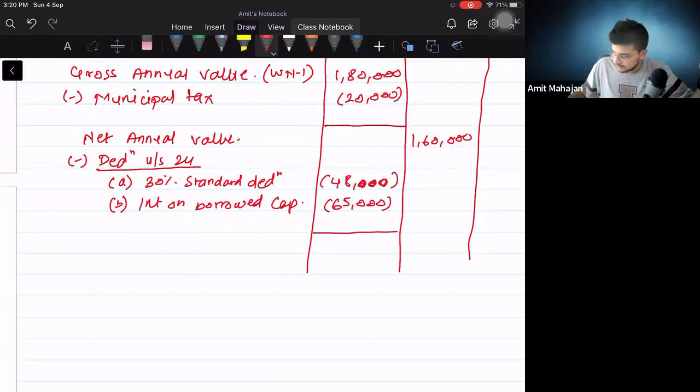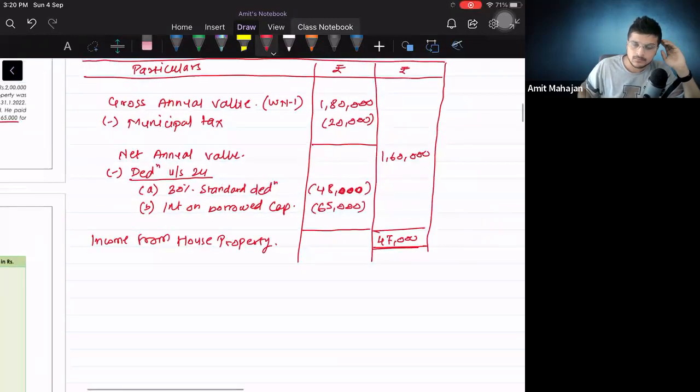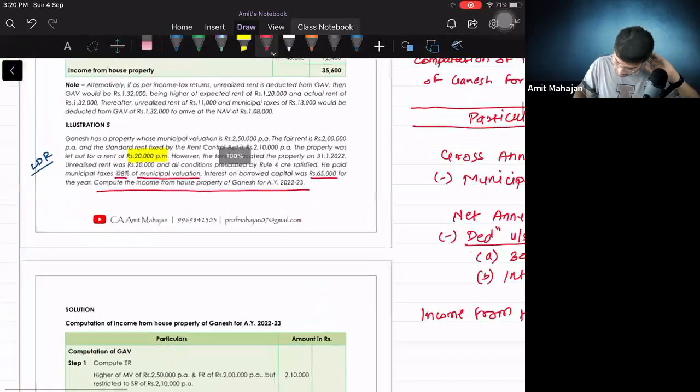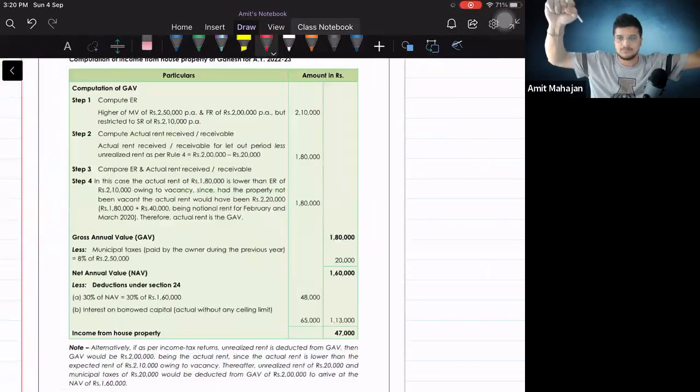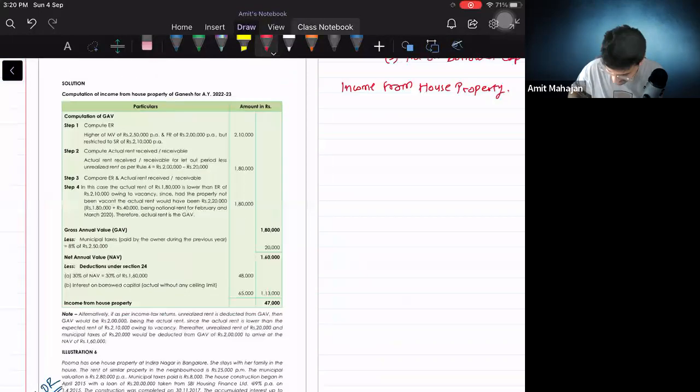If I reduce this, I will get the figure of 1,60,000 minus 48,000 minus 65,000. I will get the figure of 47,000. And this is the income from house property. Has anything else been given? 47,000. Right, perfect, absolutely correct. This is how you should present the answer.